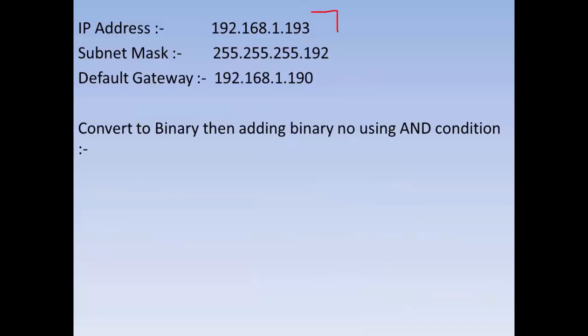This IP I'm going to consider. Suppose in the reverse condition, when a packet reaches this router, how does it find out the network?